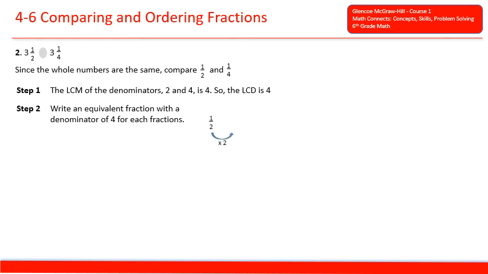Step 2, write an equivalent fraction with a denominator of 4 for each fraction. So 1/2, we know 2 will go into 4 twice, so 2 times 2 is 4. That gets us the LCD, the least common denominator, in the denominator for this number. And then 1 times 2 gives us a numerator of 2. So we have 2/4, and 1/4 is already done for us. So I'll do times 1 just to show that we did something, but it's just the same, right?